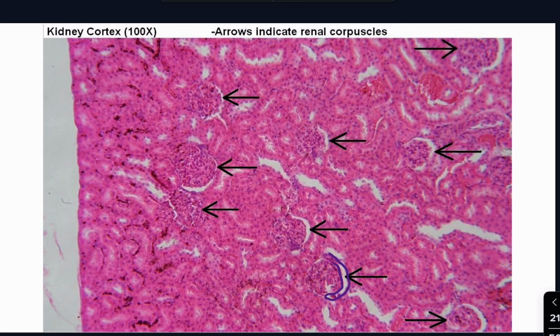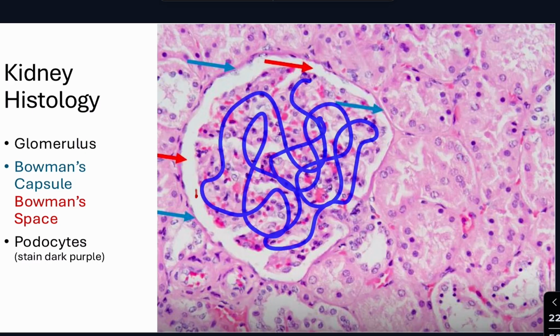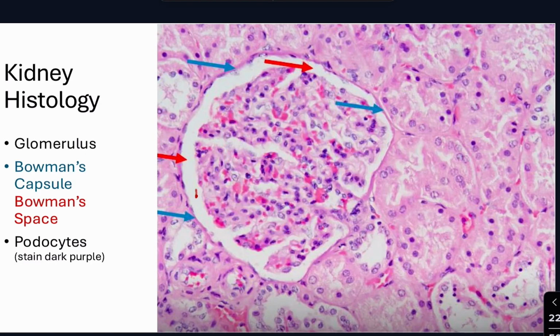Another view, okay? We have the glomerulus, which is all in here. This is all the glomerulus. The Bowman's capsule is indicated by the blue arrows. The Bowman's space, that little white space, is where the urine comes out of the glomerulus and enters into the Bowman's space, which eventually will enter into the proximal convoluted tubule, right?